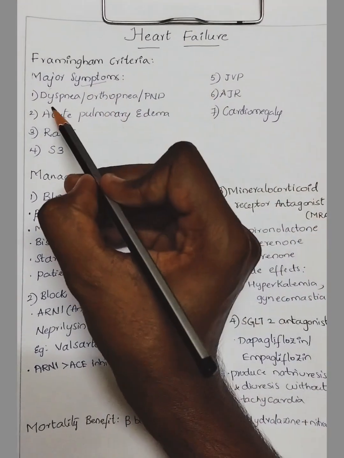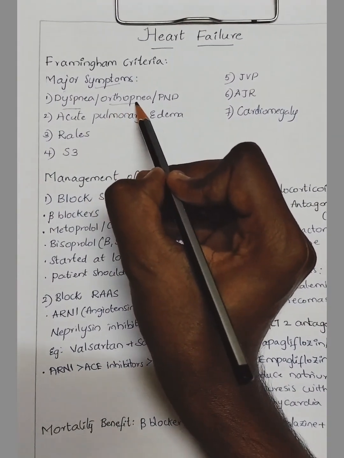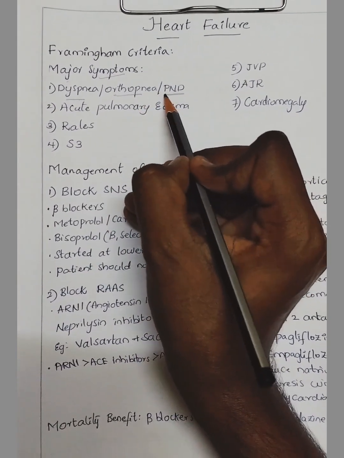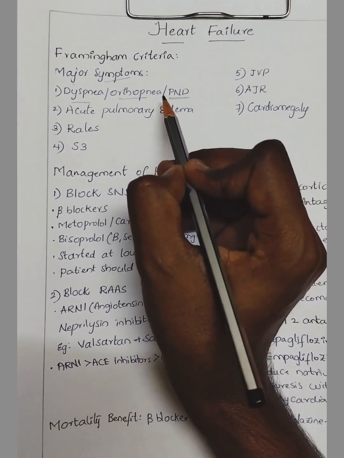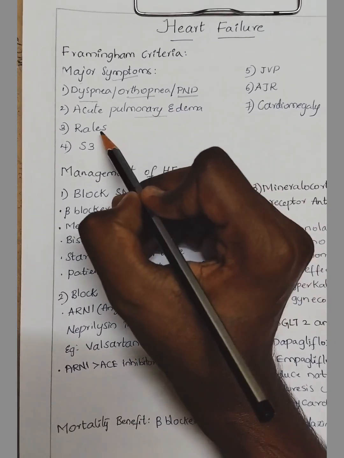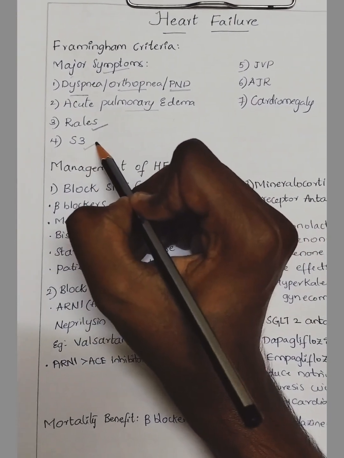the major symptoms include, first one, dyspnea. Dyspnea means difficulty in breathing. Orthopnea means difficulty in breathing in supine position, and paroxysmal nocturnal dyspnea. This is the first part of the major symptoms, and the second one would be acute pulmonary edema, and the third one would be rales and the S3 heart sound.